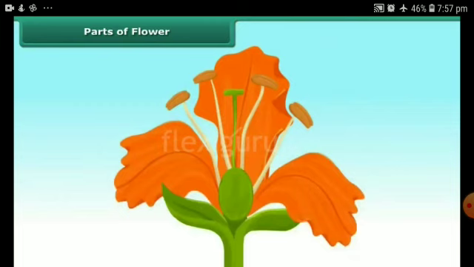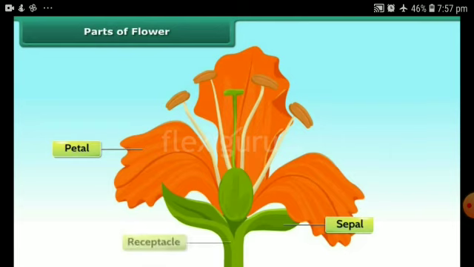Other important parts of the flower are the petals and sepals. Petal is the colored part of a flower. The sepals are the green petal-like parts at the base of the flower. Receptacle is the part of a flower stalk where the parts of the flower are attached.